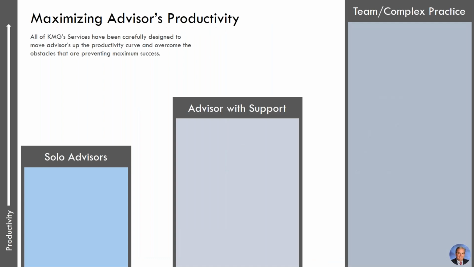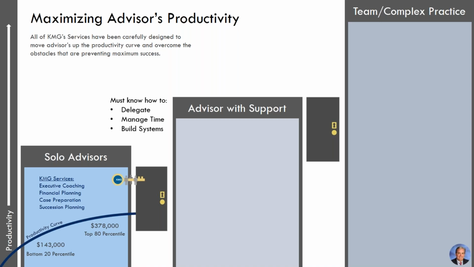So ultimately, the services that we develop at Key Management Group is to help advisors maximize the profitability and effectiveness of their practice. So when you look at sole practitioners, the services that we offer that help them are our executive coaching program, our financial planning outsourcing, our client meeting preparation, and our succession planning services, and I'd even include our business valuations there as well.